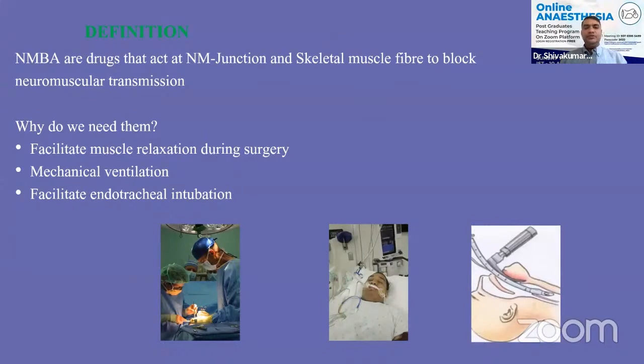So why do we need neuromuscular blocking agents? One is to facilitate muscle relaxation during surgery. Not all surgeries require neuromuscular blocking agents. Second, to facilitate mechanical ventilation. Again, this is only in severe ARDS and those conditions where we have to use the neuromuscular blocking agent for a brief period. And third, to facilitate endotracheal intubation. There are a few more indications, and I am not going to tell all of them. These are the main indications for use of neuromuscular blocking agents.